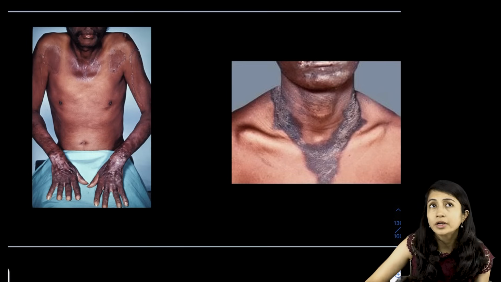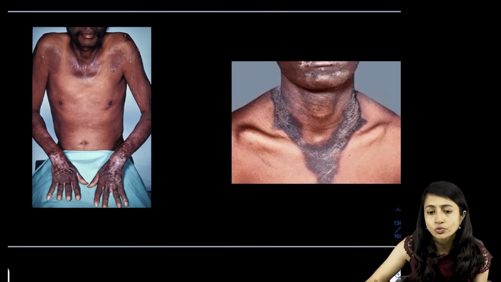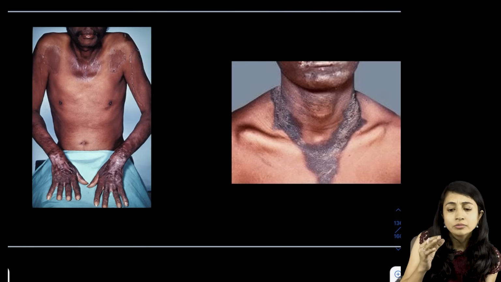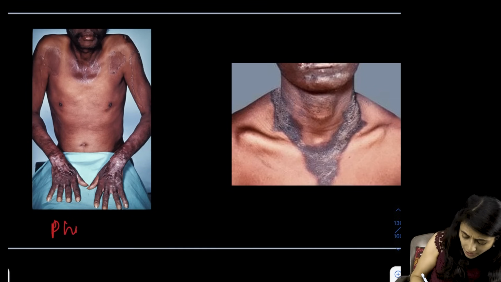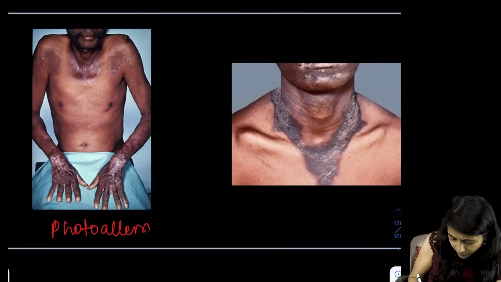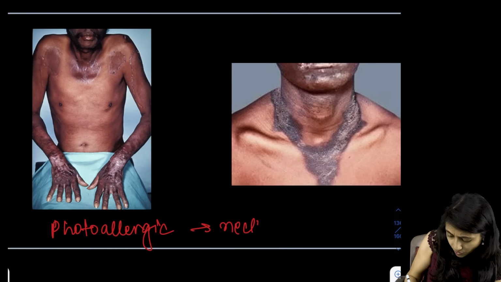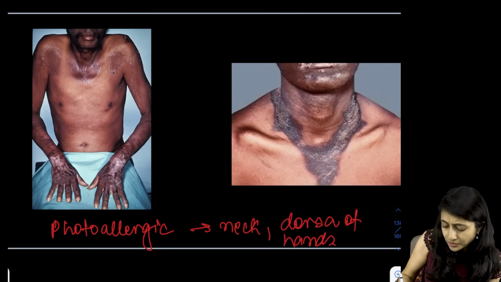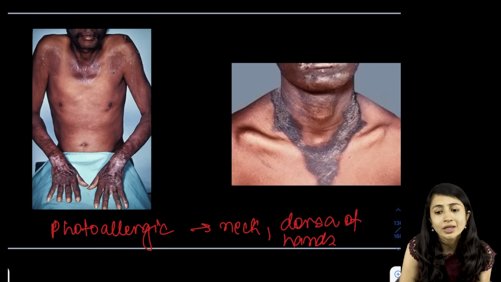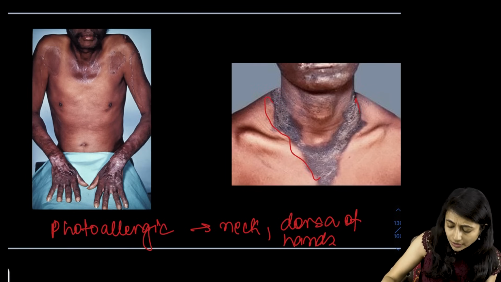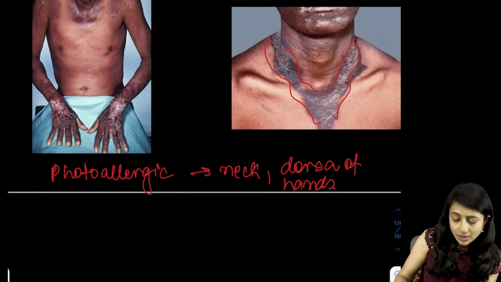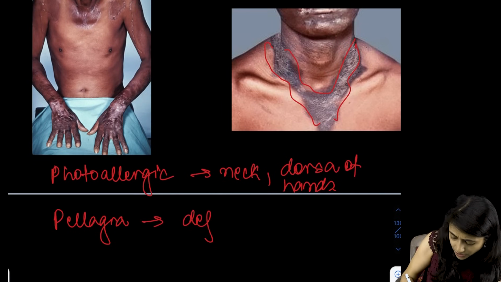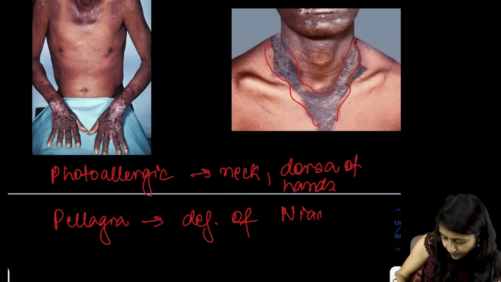A farmer or a chronic alcoholic presents to you with these manifestations. So what do you see here? You see a kind of photoallergic rash which is present on the neck, on the dorsa of hands. And a lot of times you would say it is a photoallergic dermatitis, but it is not. Look at the lesions. Here you see typically a necklace appearance. This is a classical case of pellagra, which is caused by deficiency of niacin.